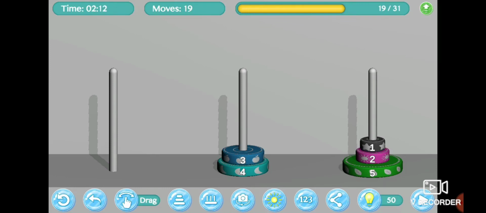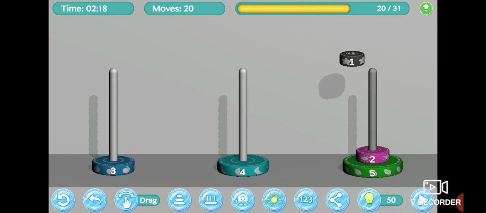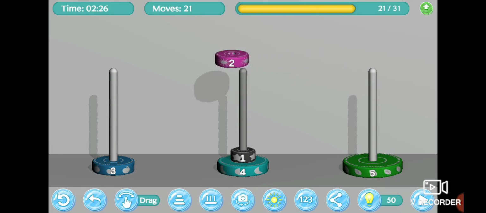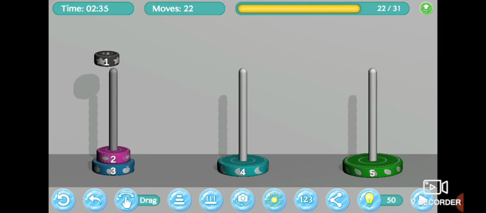And the third disc move to the first rod. And the first disc again move to the second rod. And the second disc move to the first rod. And the first disc again move to the first rod.